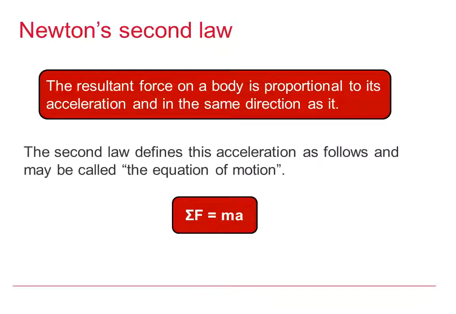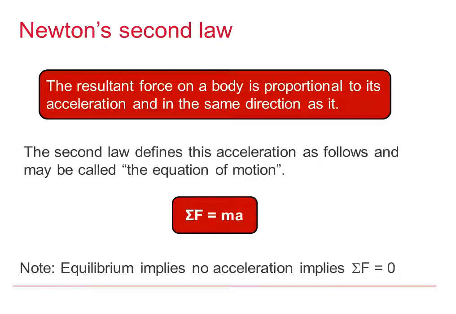So basically, if the resultant force is non-zero, it will produce an acceleration, and we can say that sigma F equals ma. The net force, if there is one, will equal ma, mass times acceleration. Notice that if we do have equilibrium, then the acceleration would be 0, and we are back to sigma F equals 0. We're back to the equilibrium condition.